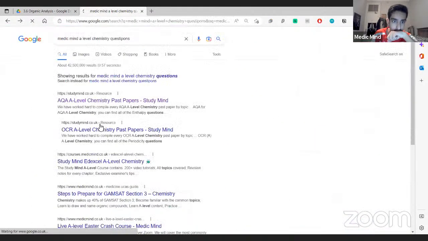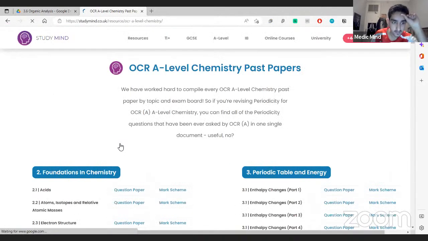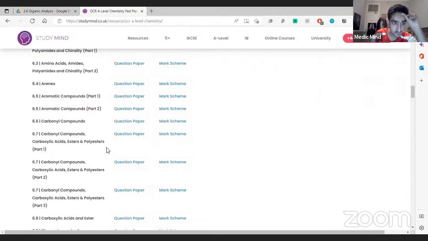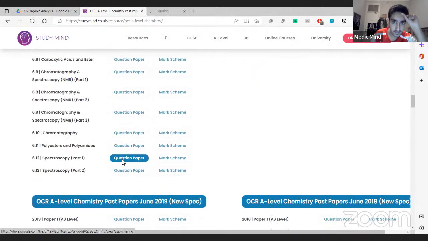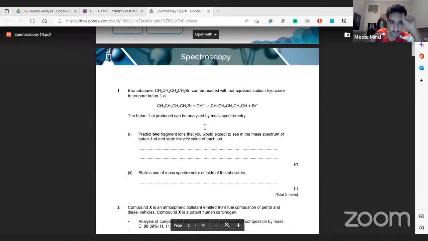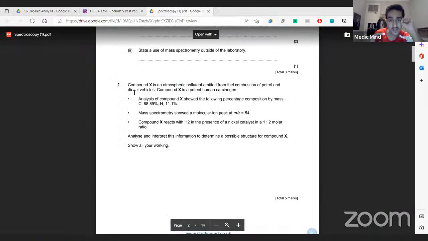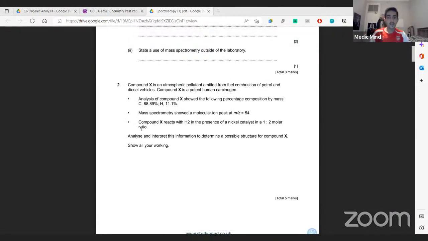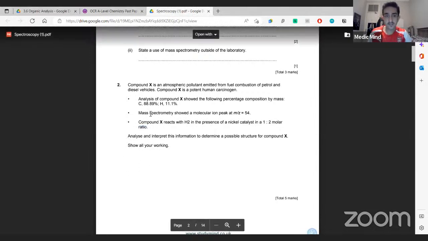Okay, I'm going to try from the OCR spec because I know that there are definitely questions like this in the OCR spec. Spectroscopy, part 1. Okay. Yeah, so this is the kind of question that you can be given in an exam. There we go. So interpret this information.